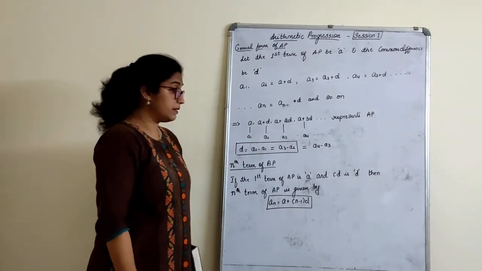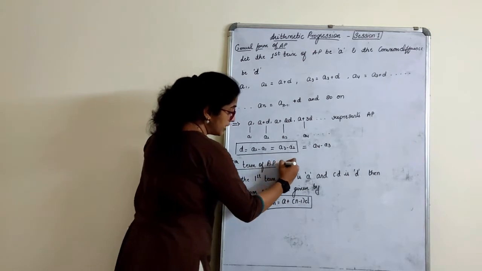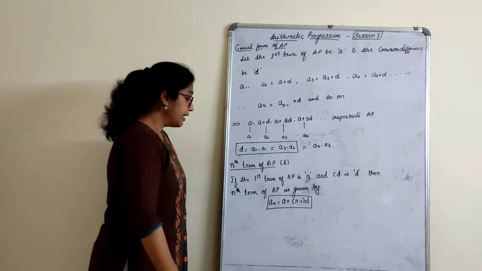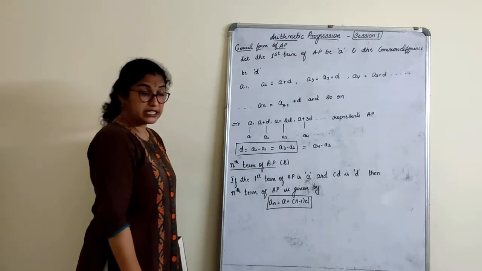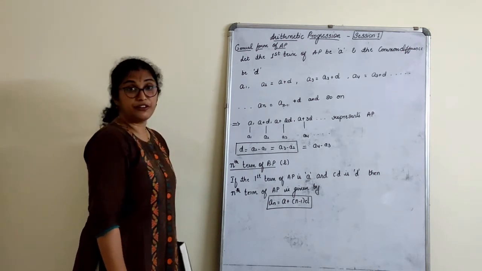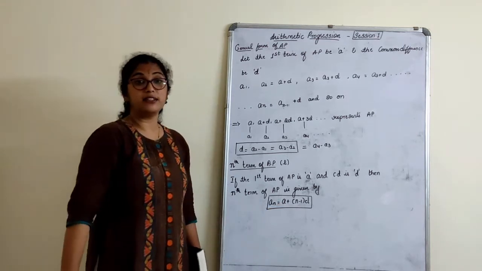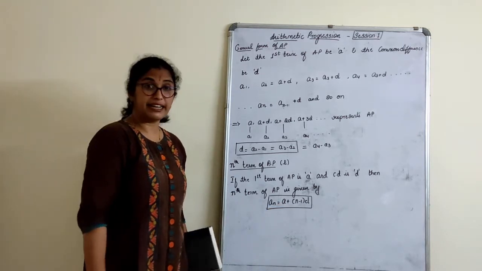Nth term of an AP, that is the last term, is also given as L. If the first term of an AP is a and the common difference is d, then the nth term of an AP is given by an is equal to a plus (n minus 1) of d. How did we arrive at this?